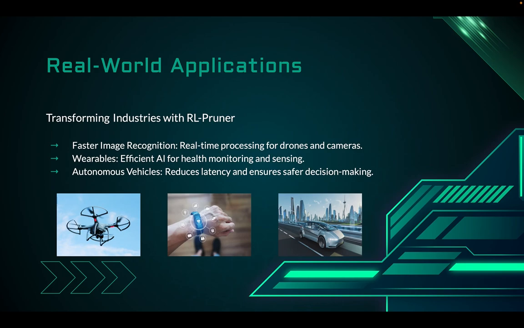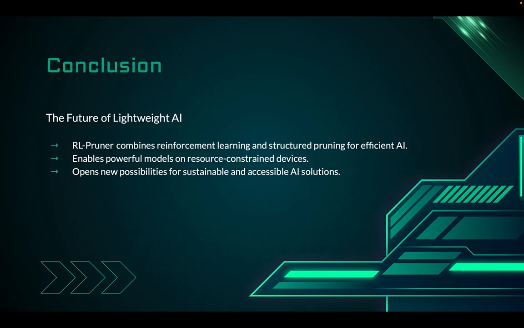And then for wearable devices, it supports efficient health monitoring and environmental sensing in devices like smartwatches. And then autonomous vehicles. So RL Pruner reduces latency, enabling faster and safer decision making for self-driving cars. And these applications highlight how RL Pruner bridges a gap between modern AI and practical use cases. And we'll go on to the next slide.